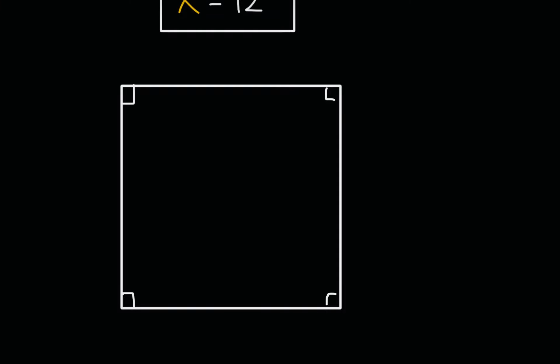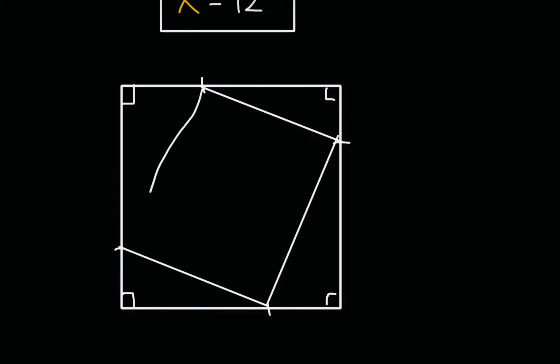So here we know that a square has 4 90-degree angles, so all these angles are right angles. Now what I'm going to do is make a little mark on all the sides, right? So I am going to make a little mark on all the sides, and I will connect these lines. So that connects to that, that connects to that, that connects to that, and that connects to that.